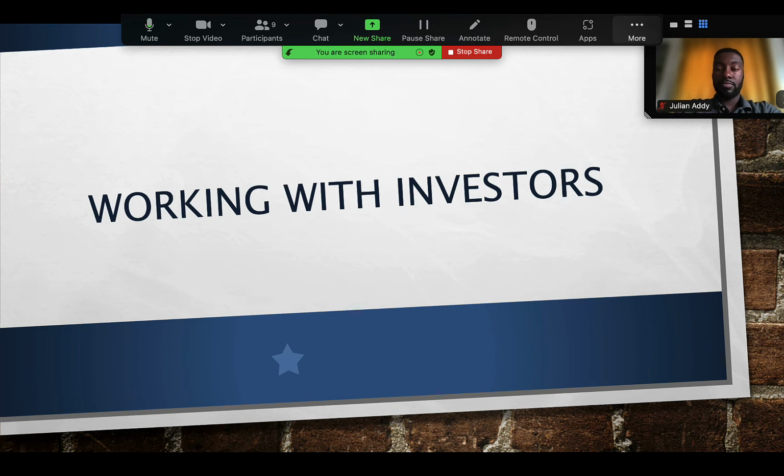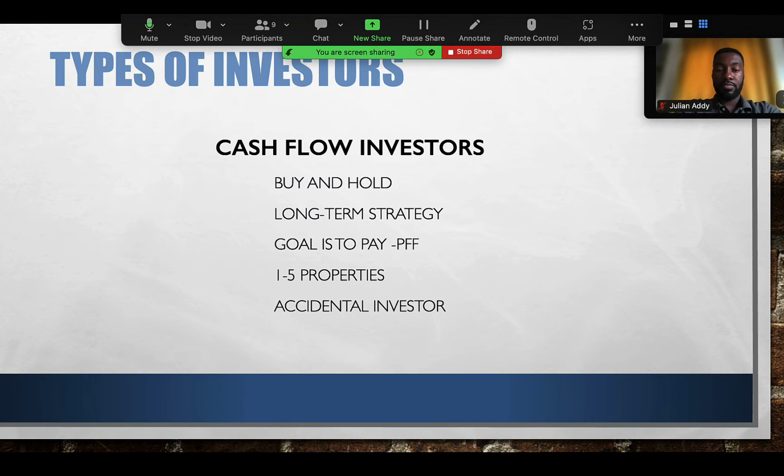Okay, all right. So first off, let's talk about the different types of investors, right? You could break these into 3 types of investors, or you can break them into 2. But really, for purposes of simplicity, we're just going to break them into 2 different types of investors.